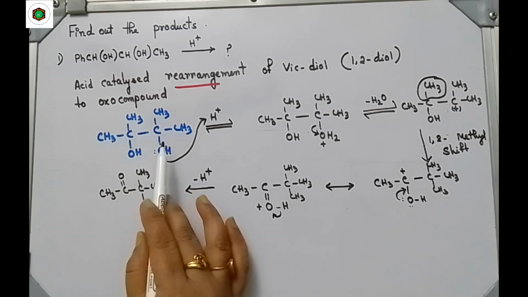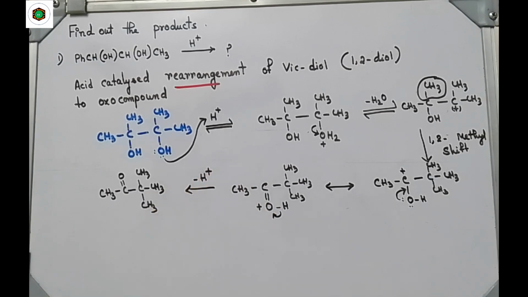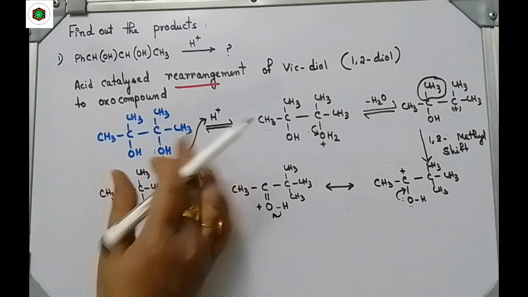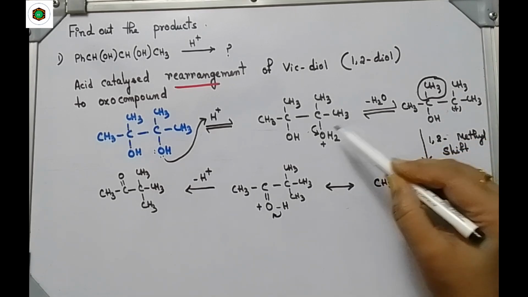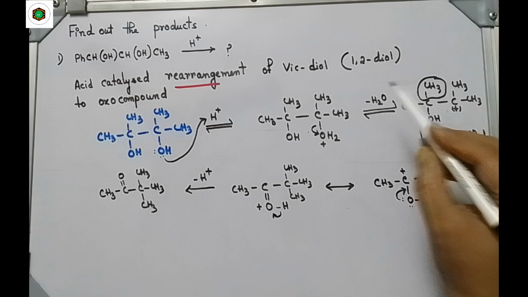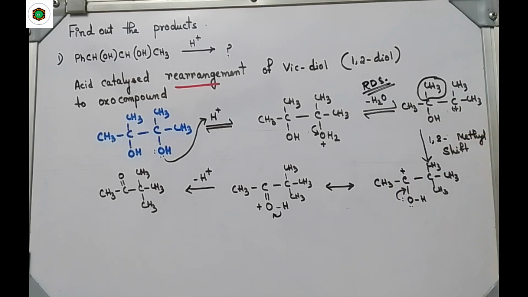See, this is symmetrical molecule, so any one OH lone pair can be donated to H plus. But if here different groups are present, then two things you have to remember. I will explain one by one. And remember this step where removal of water is giving carbocation. This is rate determining step of this reaction.